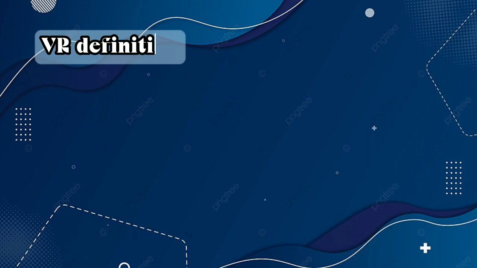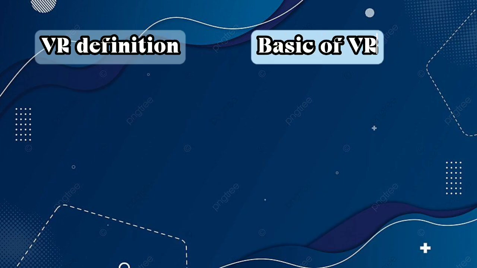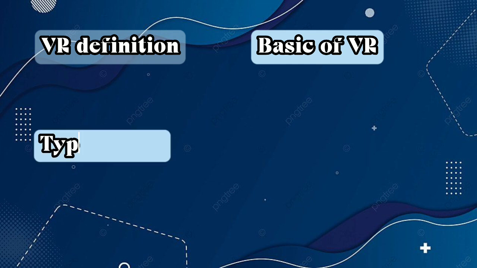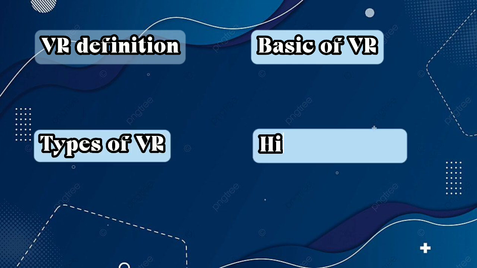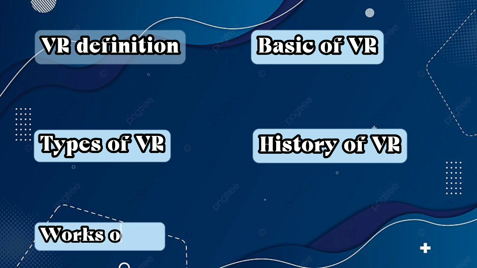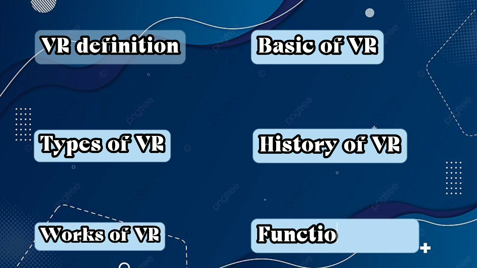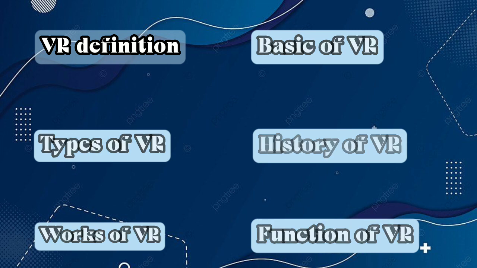And this is the material that we will discuss one by one. First one, there's the VR definition. Secondly, there's basic VR. Thirdly, there's types of VR. And next, there's the history of VR. Then how VR works, and last one, there's how VR is used. Therefore, pay close attention to this video.